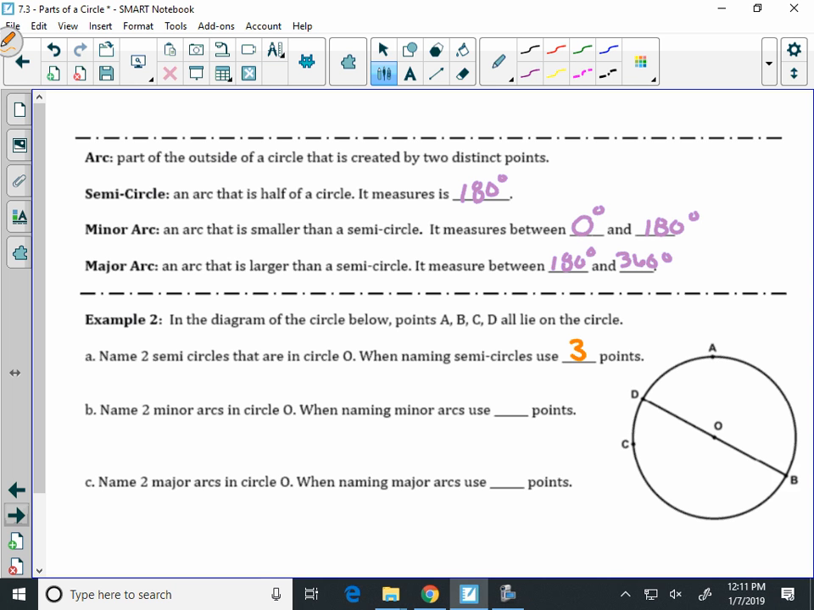Now, I like to name semicircles. I'll name one for you, and then someone can name another one. What I like to do, whenever you name an arc, you make an arc symbol, you make a mini arc, or you write the word arc. Both are acceptable. Okay.